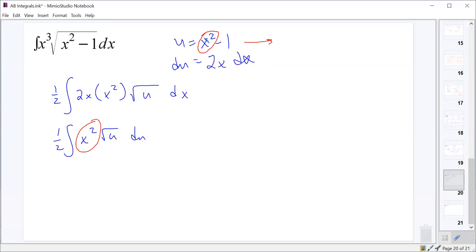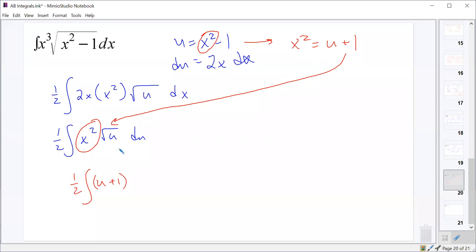Exactly. I've got an x squared up here. X squared is equal to u plus 1. So now I can resubstitute that x squared into u plus 1 out. So 1/2 the integral of u plus 1. And root u is u to the 1/2, right? And then what? How do I integrate this? That's like some of the simple ones we were doing at the beginning. What'd you say? You just have to use the distributive property and just multiply it out.